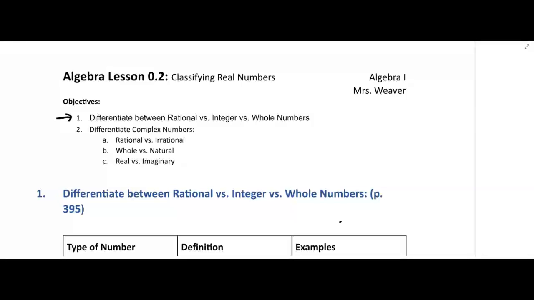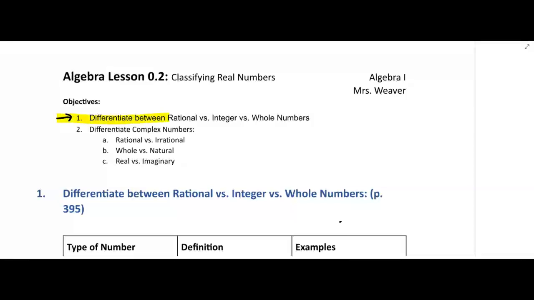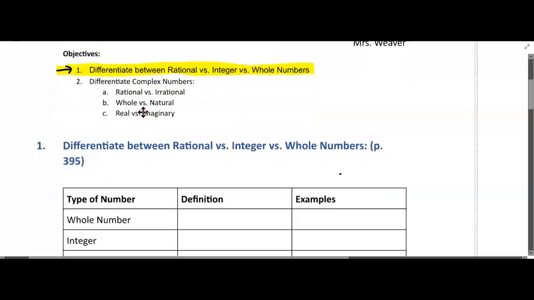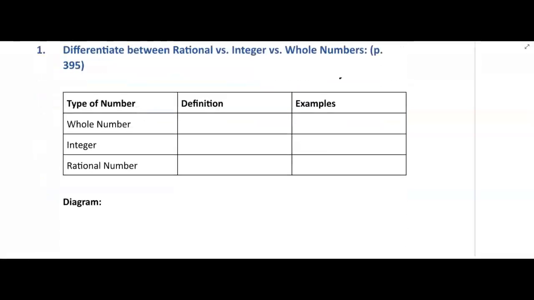Welcome to Algebra 0.2. This is classifying real numbers. In our lab today, we talked primarily about rational, integer, and whole numbers. So that's what we're going to cover in our notes today. And then we will have a second video lesson over complex numbers where we break it down a little bit more. So first part of our notes, we talked about whole numbers.